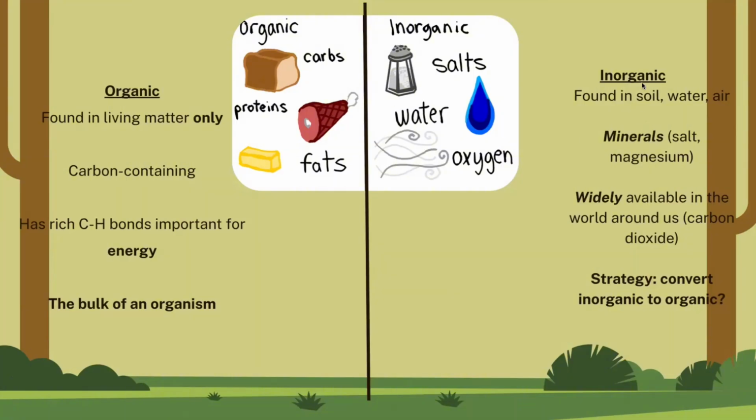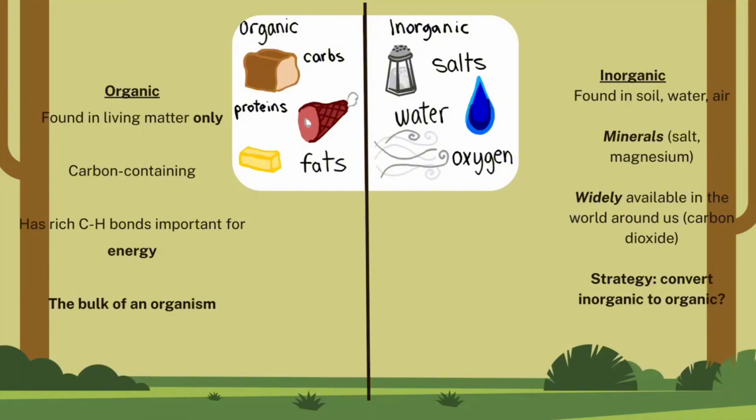Now, for inorganic, that's more of these simple molecules that you find everywhere around you. It's found in the soil, water is a mineral, and in air. For example, there could be different types of salts. There could be magnesium, there could be potassium, a lot of things that you can find in your vitamin gummies and the ingredients list that's probably inorganic.